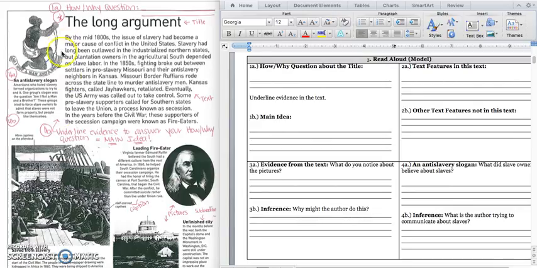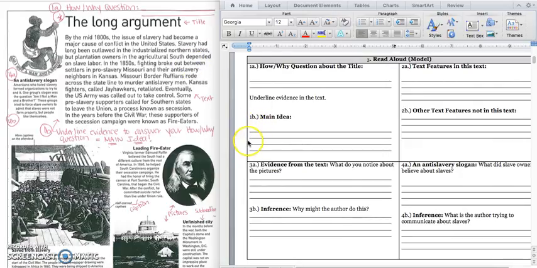All right, so now I'm going to go back over and look at what I underlined. I underlined that the issue had become a major cause of conflict. The issue of slavery had become a major cause of conflict in the United States because the North outlawed slavery and the South depended on it. So I'm going to press pause and silently write down the main idea.